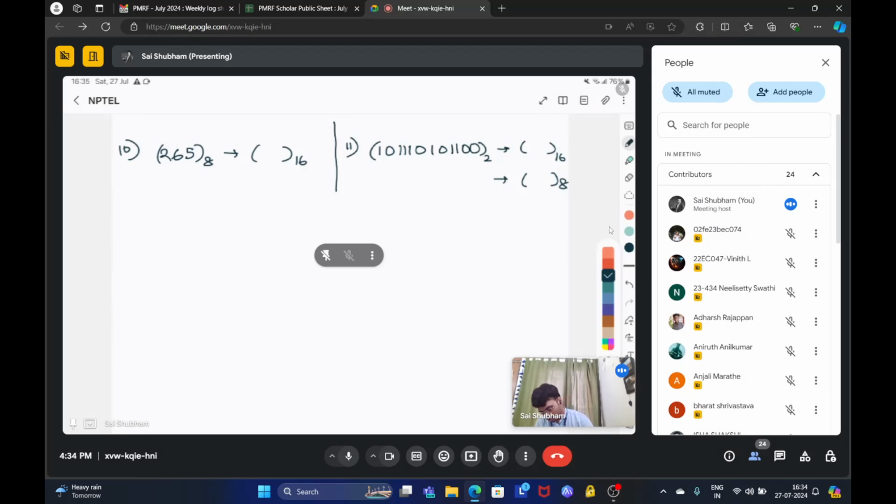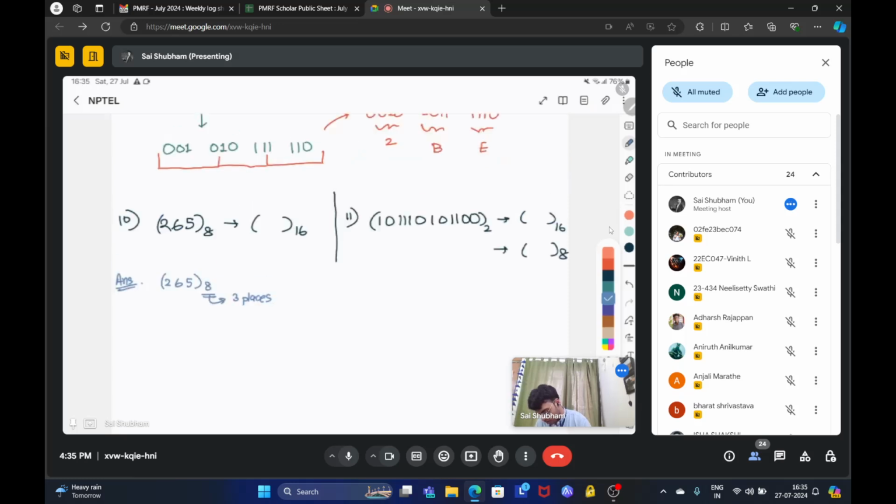So I am discussing the solution right now. Okay. So 265. This is in octal. So since it's an octal, it will take 3 places. Okay.